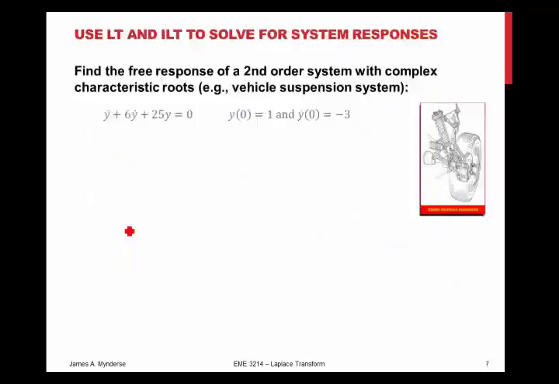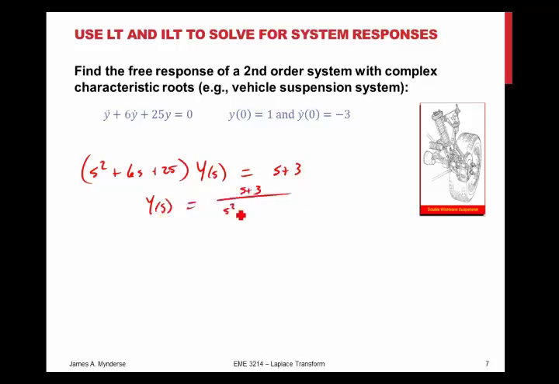Here's another case that's probably a bit more likely that you're going to see, is what happens if you get complex roots. So if we do this again, just like before, I'm going to skip the steps. You can work them out. You should get s squared plus 6s plus 25, which is what we always expect, times Y of s. And on the right-hand side, we're going to have our initial conditions, and when you solve those out, you're going to get s plus 3. So Y of s is equal to s plus 3 over s squared plus 6s plus 25.